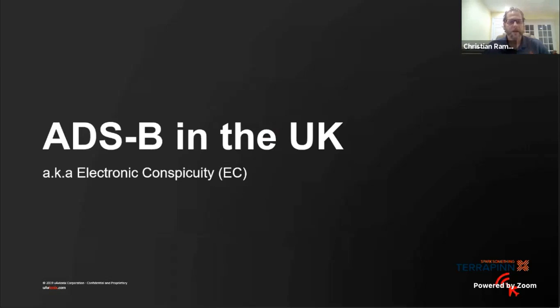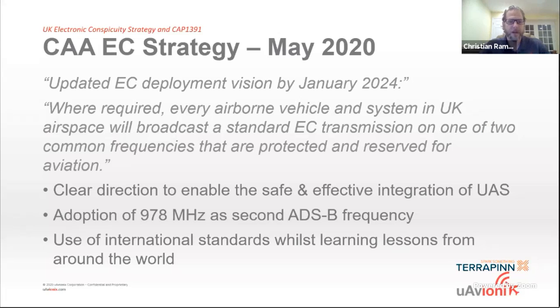A little bit about ADS-B in the United Kingdom right now. I mentioned electronic conspicuity earlier. Electronic conspicuity strategy was updated by the CAA and has been communicated since May of this year with an updated deployment vision by January 2024. What they've stated is, where required, every airborne vehicle and system in the UK system will broadcast a standard electronic conspicuity transmission on one of two common frequencies that are protected and reserved for aviation.